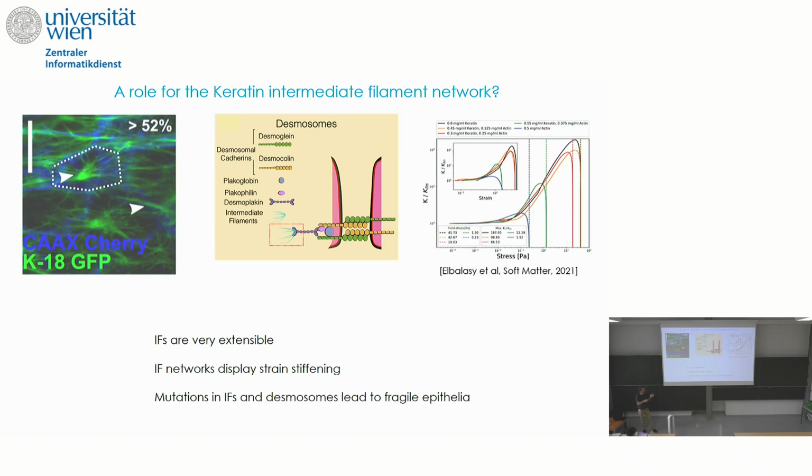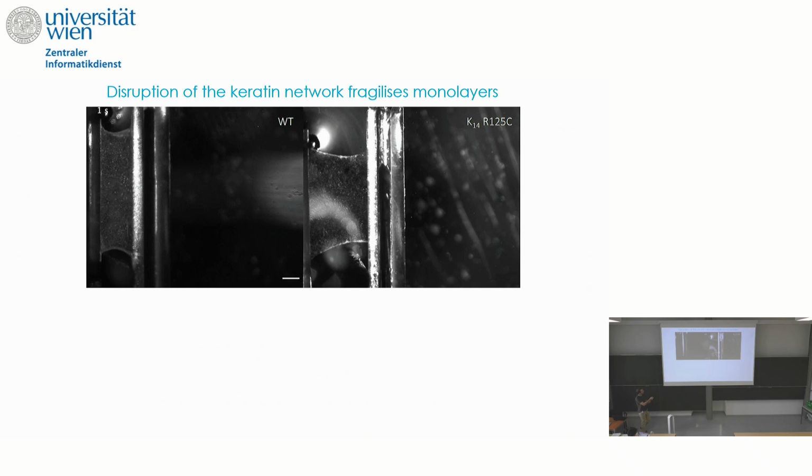mutations that lead to fragile epithelia. So you have families of people that have mutations in intermediate filaments or desmosomal proteins, and the type of symptoms that they present is that they'll have cracks in their skin at all of the articulations, which is where strain tends to be high. So what we did is we engineered one of these mutations that comes from epidermolysis bullosa, a point mutation in keratin 14, and you find keratin 14 in some of the layers of the skin.